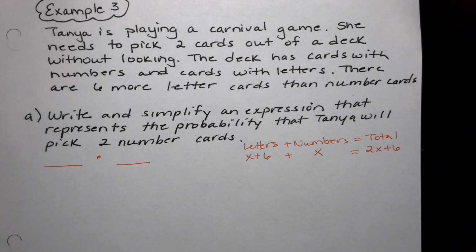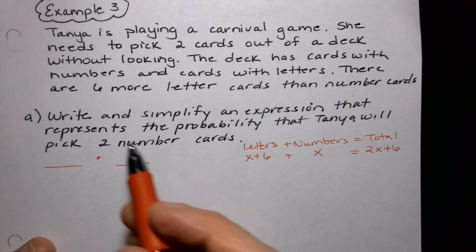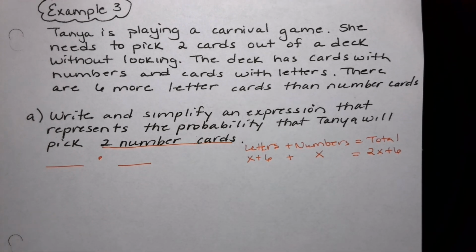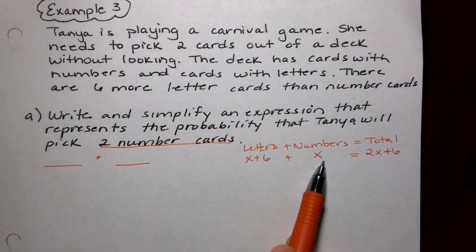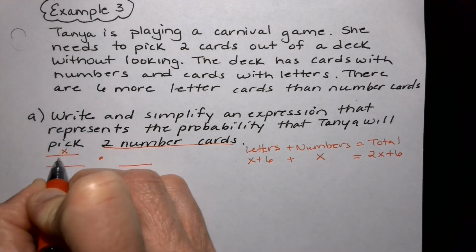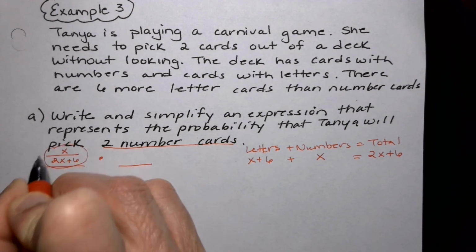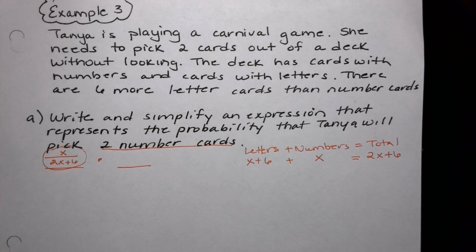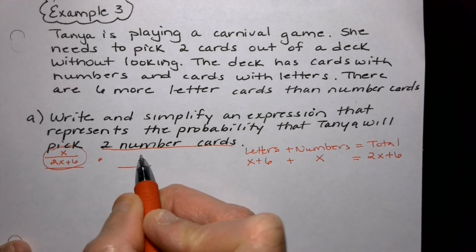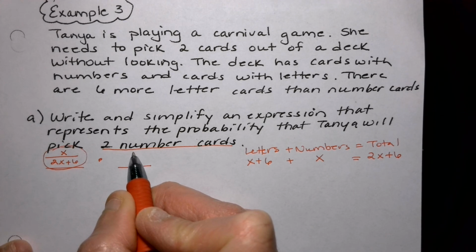Now they're going to pick a what? What's the probability that Tanya will pick 2 number cards? Okay, what did we say a number was? X. So the first probability here is X out of the total. Okay, that's one probability. But now, let's see, yeah, so they're not putting the card back in. So things change, don't they? So now, if they pulled out a number here, I can't put X here anymore, can I? Because there's one less number in there now.